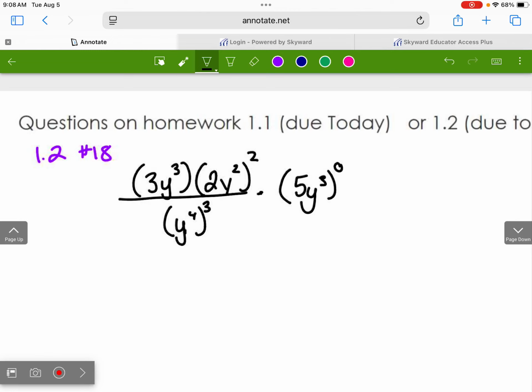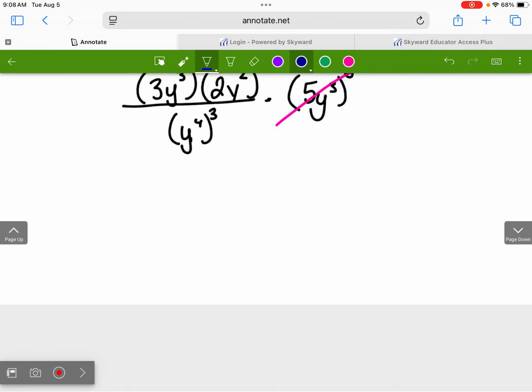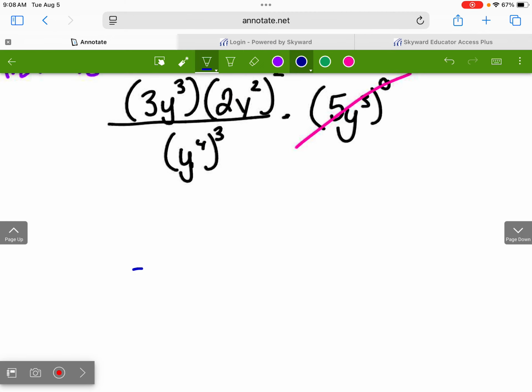What can we do on this? What's the first thing we notice? Anything raised to a 0 power is 1, so that whole thing just means times 1, so we don't need it there anyway. Love it. What else can we do? And we can kind of work this at the same time.